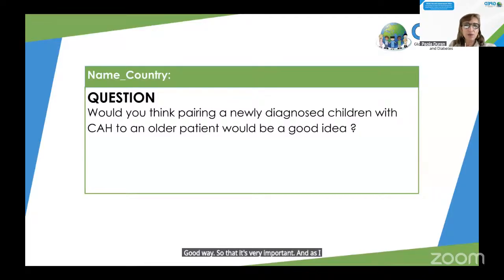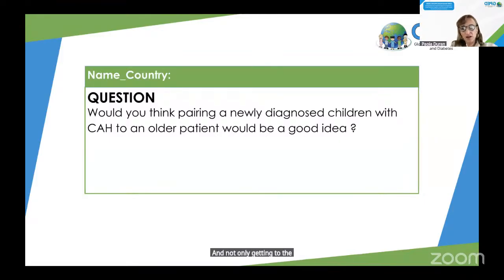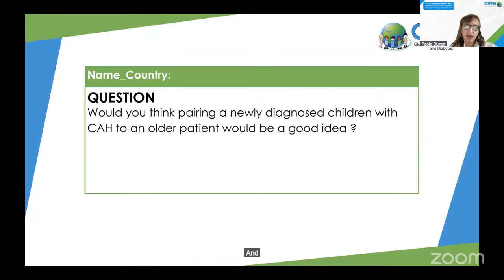And as I said at the beginning, in Colombia, in our countries, there is a high inequality index, which means that there is a huge difference between families, some families that are very wealthy and some families that live in very vulnerable conditions. And not only getting to the families that are in vulnerable conditions, but also joining them with families that are wealthy and that could give also that support, that gets a very strong community, and it really helps. It is one of the best ideas.